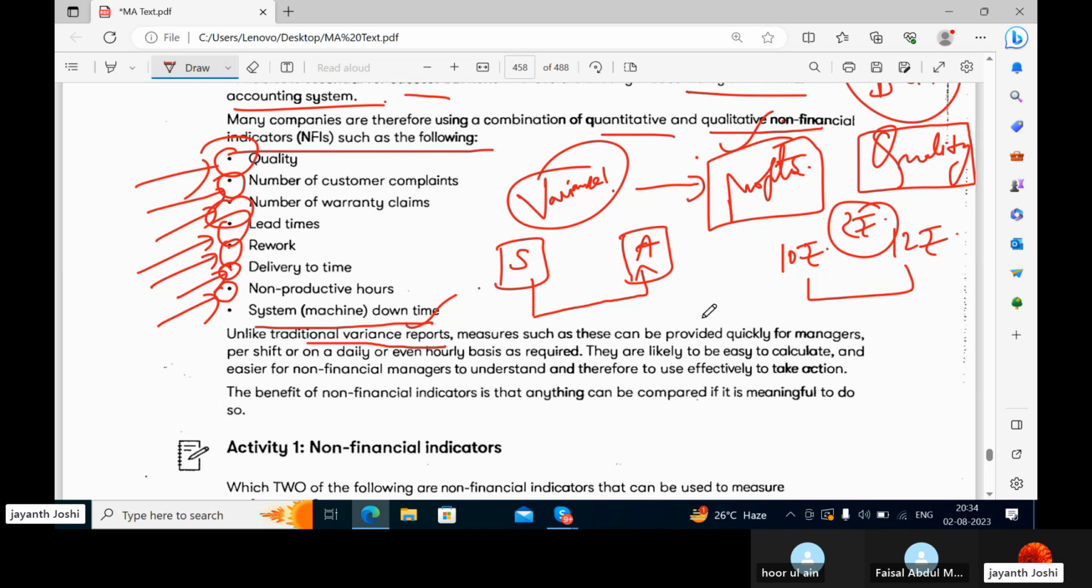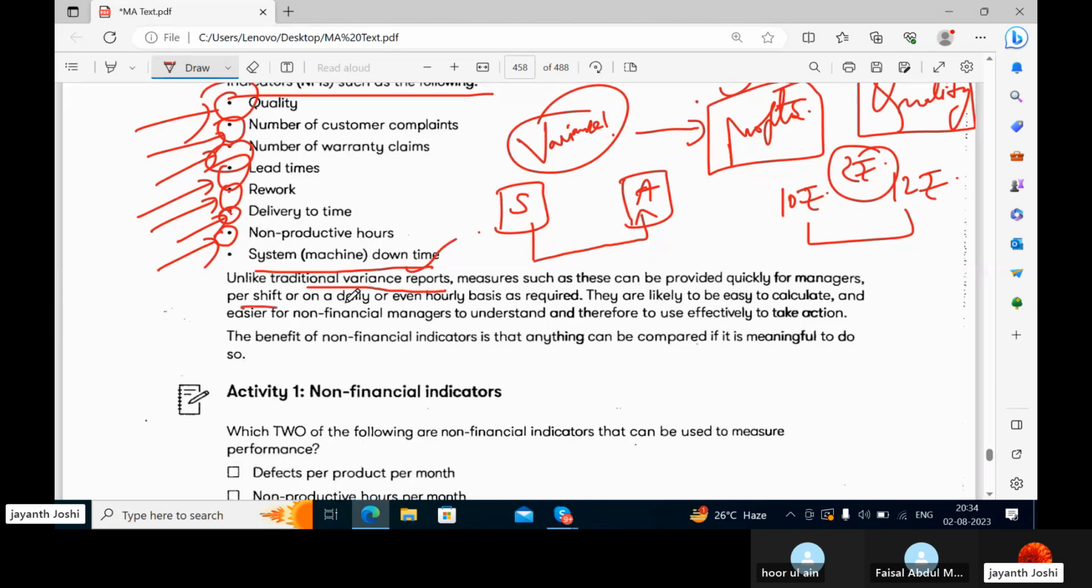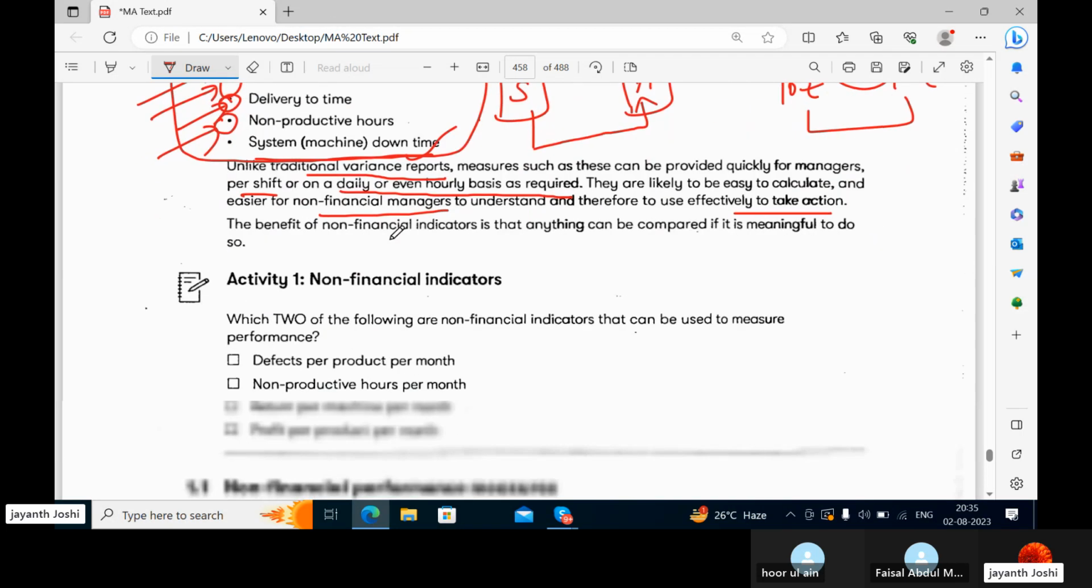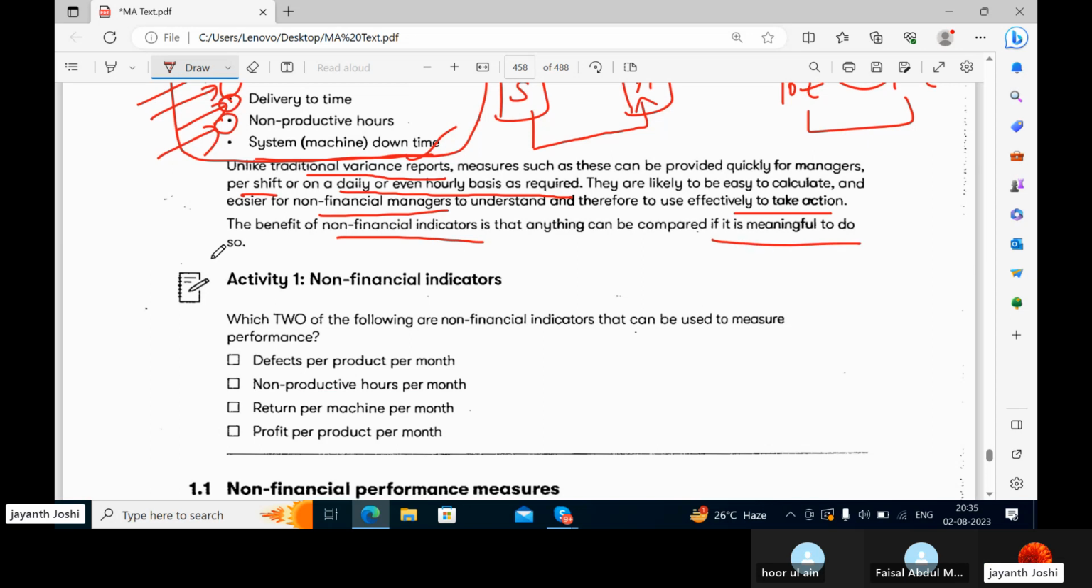Measures such as these are provided quickly for managers per shift or on a daily or even hourly basis as required. They are likely to be easy to calculate and easier for non-financial managers to understand and therefore to use effectively to take action. So unlike the traditional variance reports, measures such as these can be used quickly. These are all areas given a lot of focus in the non-financial aspect, and these are all the areas where a company's performance should be checked, how the company is performing in all these areas. The benefit of non-financial indicators is that anything can be compared if it is meaningful to do so.